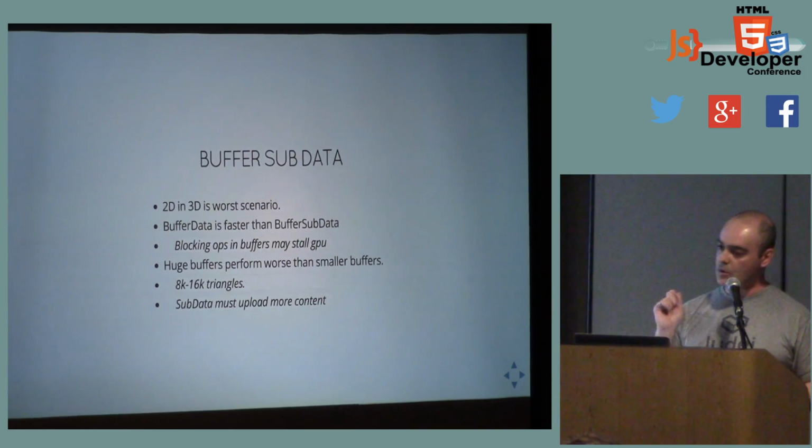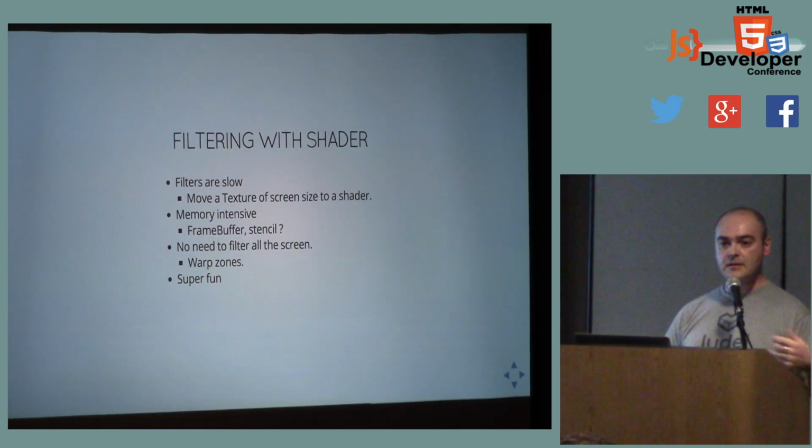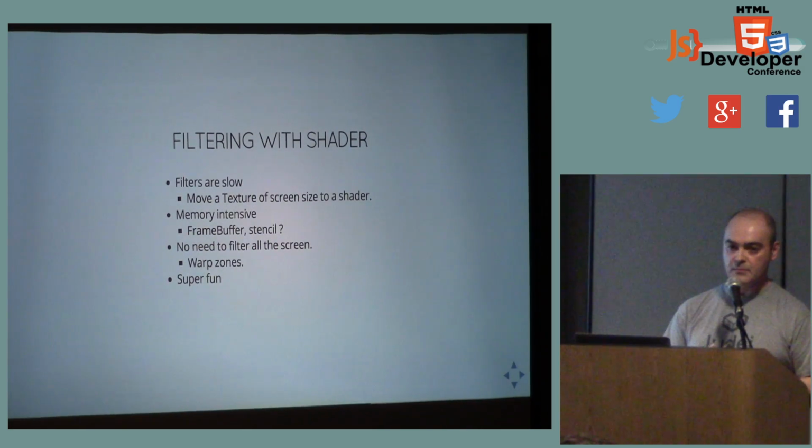Buffer data is always better than subdata. The other thing that happens is filtering, which is like the anti-alias thing, something that we want to apply to the whole screen. This is probably a very compelling reason to come to WebGL, because we can filter the whole scene with something else. We can change colors or make it wobble, or apply a spiral on top of that, or whatever is there.